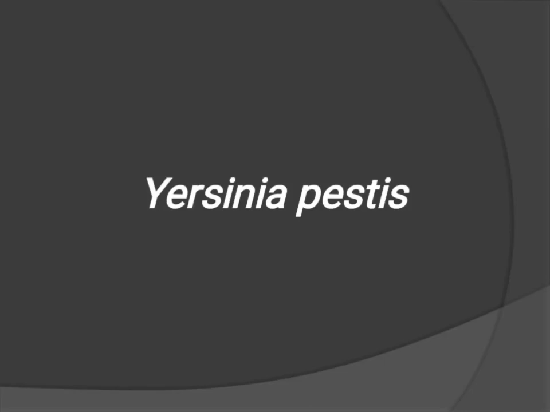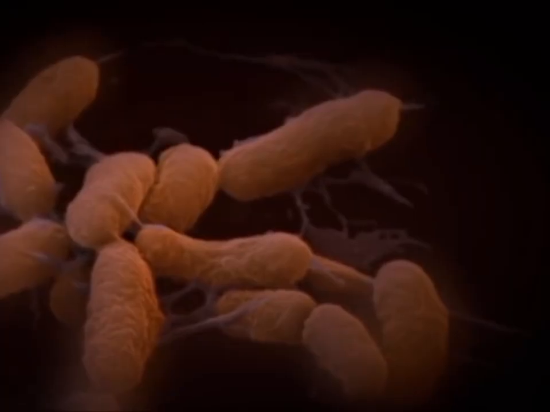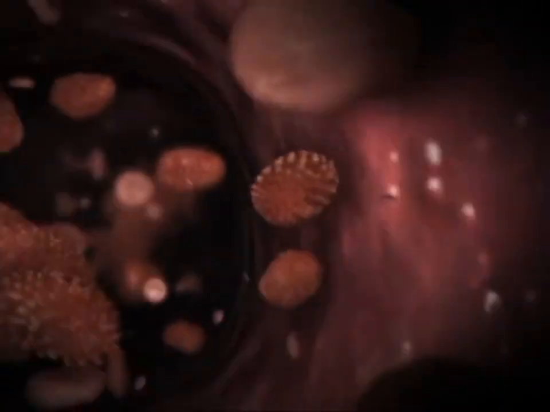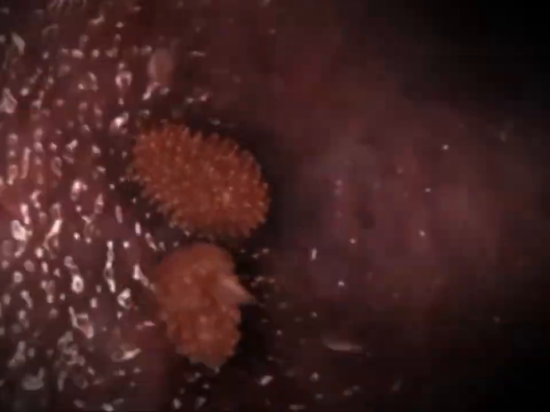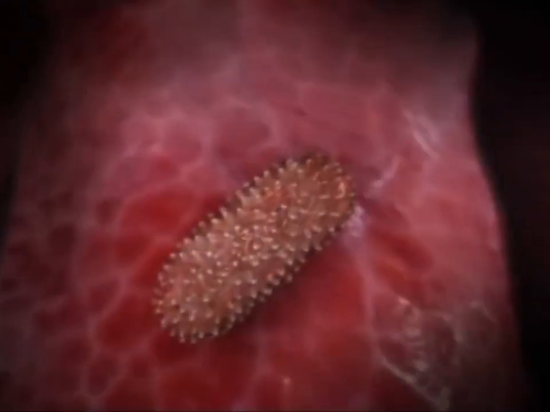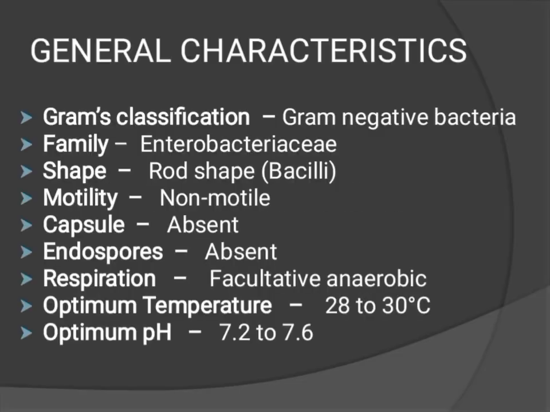Now we are going to discuss the bacteria Yersinia pestis. Yersinia pestis is a biological weapon considered one of the most serious bioterrorism threats. This gram-negative bacteria has been used as a source of aerosol weapon in the past. The bacteria also contributed in the World War as a biological weapon. Now let's get into the topic.